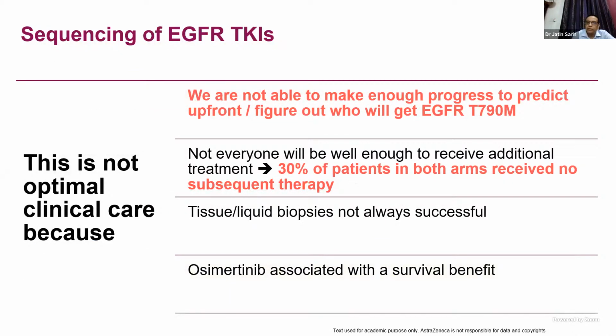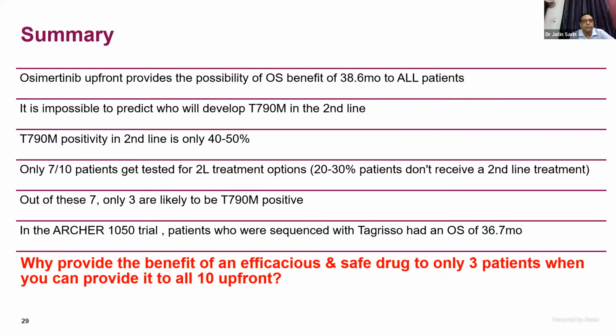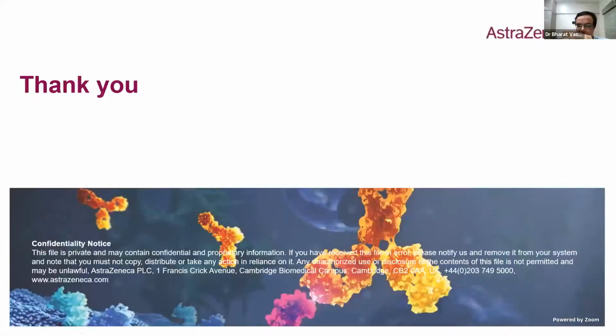And not everyone will be well enough to receive additional treatment. If you say sequencing should be the ideal thing, 30% of patients drop off, and tissue and liquid biopsies are not always successful, and osimertinib alone is associated with survival benefit. To summarize, upfront osimertinib leads to an OS of 38.6 months. And again, I would like to repeat: why provide the benefit of an efficacious and safe drug to only 3 out of 10 patients when you can provide it to all 10 patients upfront? So thank you, and back to the organizers.